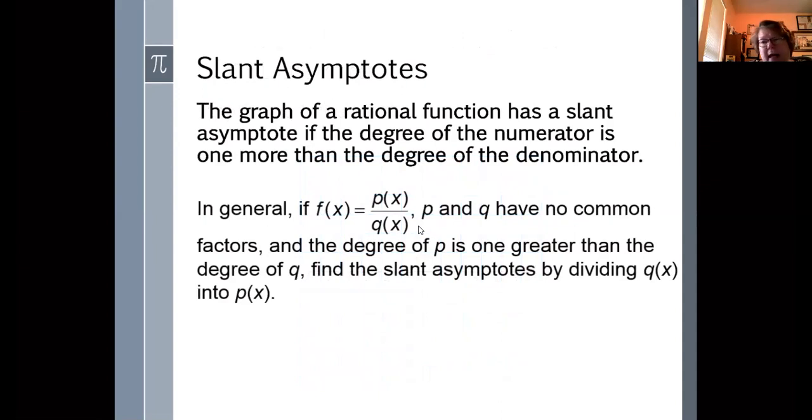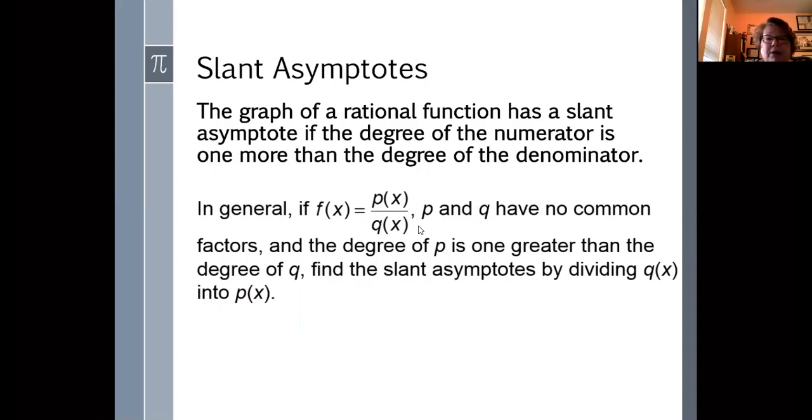All right, slant asymptotes. So what do we mean by slant? I guess we should say that first. If the slope is not 0, or horizontal, and the slope is not undefined, then the slope has a value that's not 0 or undefined. And so that makes it a slant asymptote.